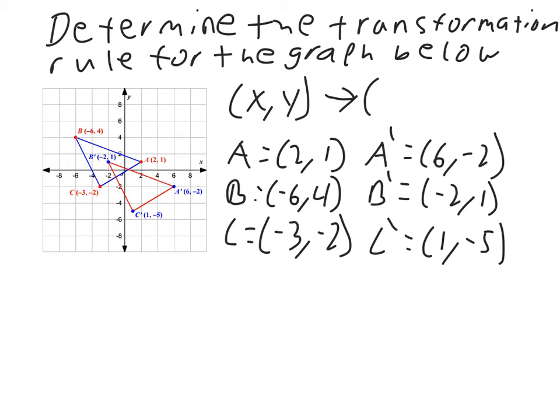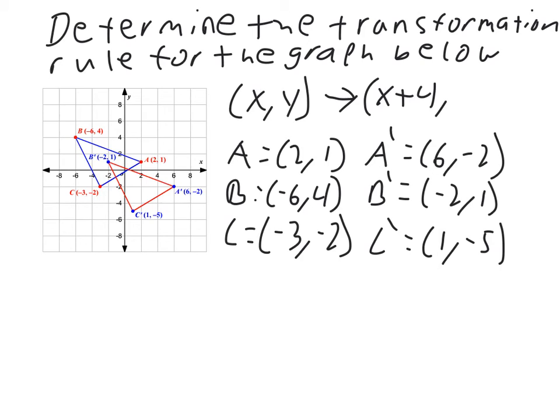So if you look at the x-coordinates on each of these, for A, we have 2 to 6. Well, to get from 2 to 6, you have to add 4. Let's make sure it works on the other ones too. Negative 6 plus 4 is negative 2. Negative 3 plus 4 is 1. So that means we add 4 to the x. So x becomes x plus 4.